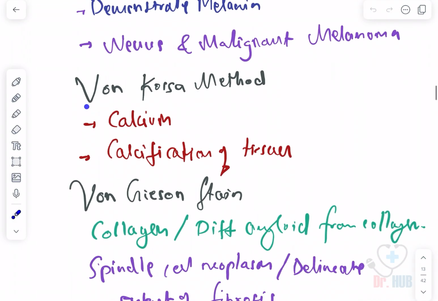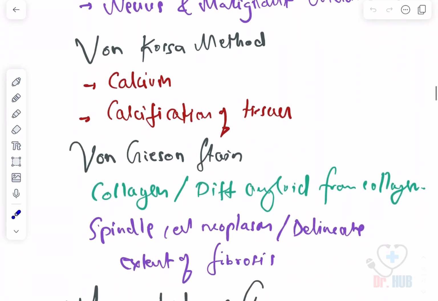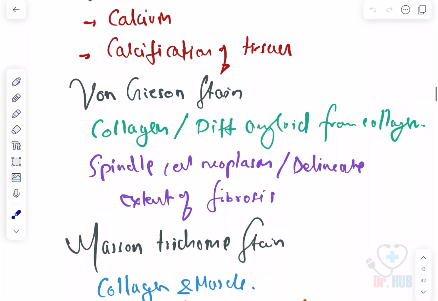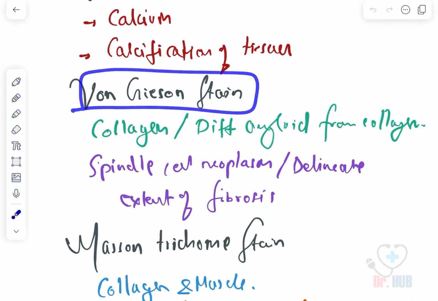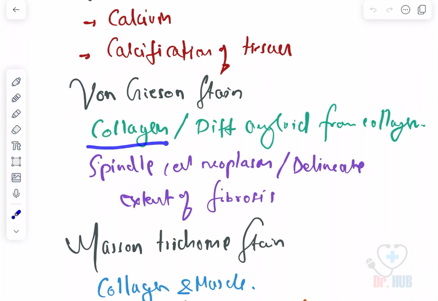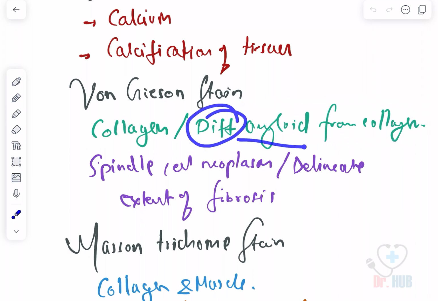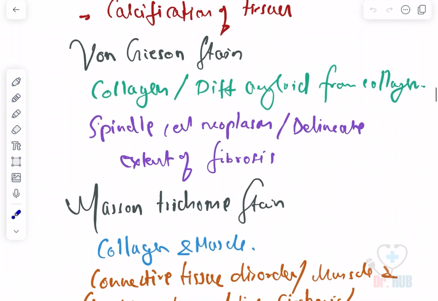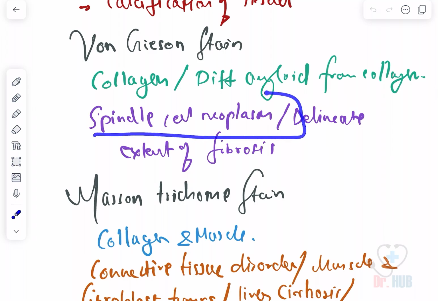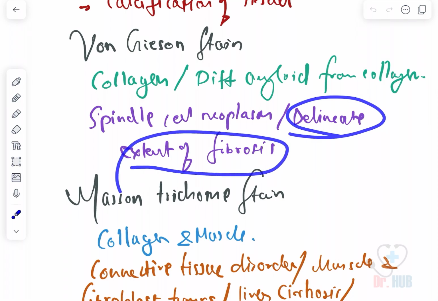Then we look at the VK method. This is the von Kossa. Here it is for calcium and this shows the presence of calcification of the tissues. Next we look at the van Gieson stain. So here the collagen, and it differentiates amyloid from the collagen, and the spindle cell neoplasm and delineates extent of fibrosis.